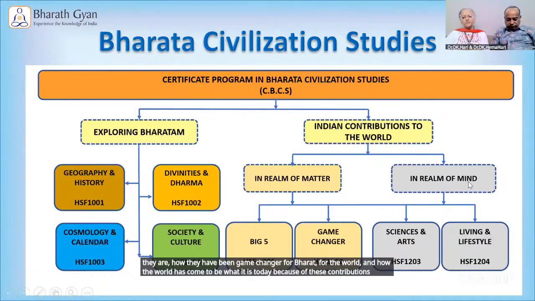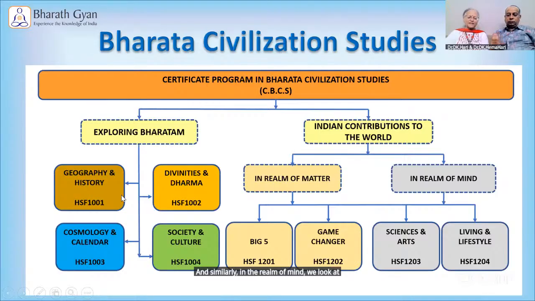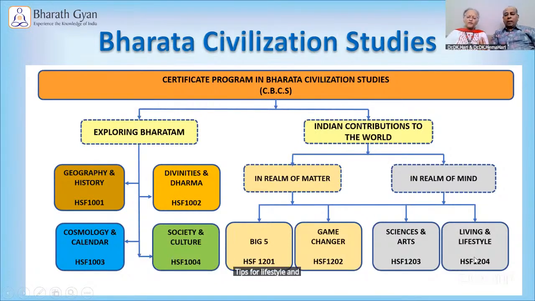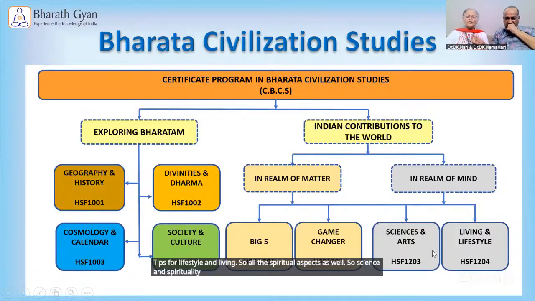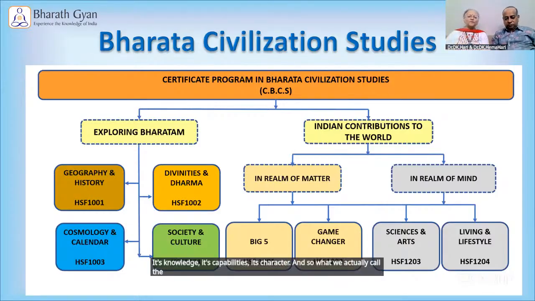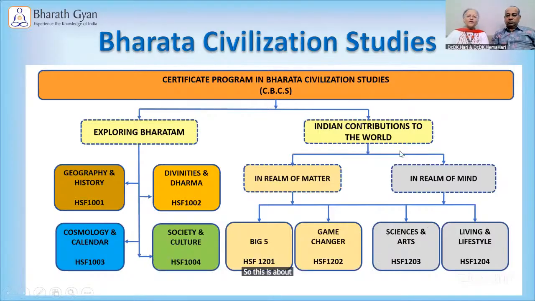Similarly, in the realm of mind, we look at all the Bharat knowledge. So what knowledge went out in the form of sciences and arts and in the form of tips for lifestyle and living. So all the spiritual aspects as well. Science and spirituality, what has gone from this land. So in a nutshell, these 8 quarters give you a good understanding of this civilization, its knowledge, its capabilities, its character, and what we actually call the dharma. So this is about what we have been doing.